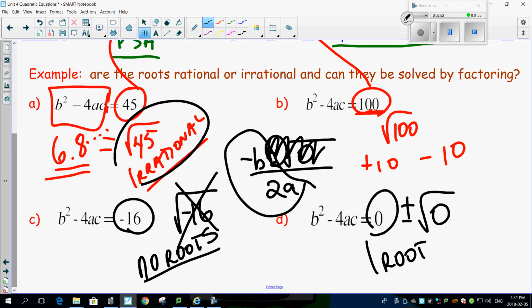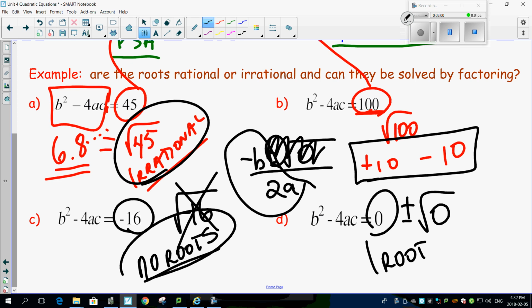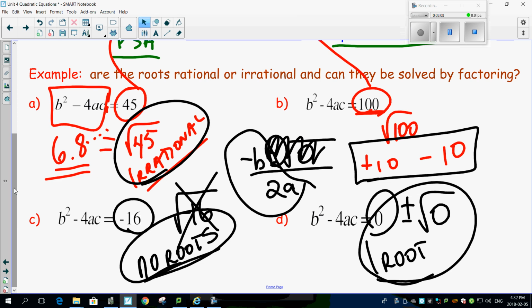This will give you irrational. This will give you a pretty root, a nice, beautiful integer. This will give you, yikes, no roots at all because it's not square rootable. This, in fact, will give you one root because the square root of 0 gives you 0. Very important ways of looking at the discriminant and the quadratic equation that really help us out and give us further understanding of how that formula works.